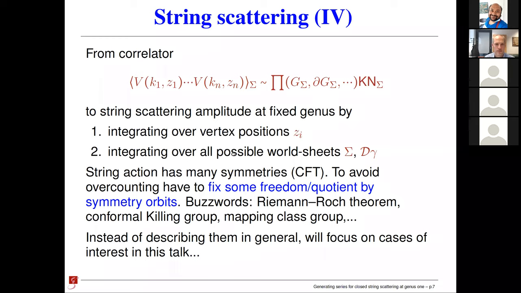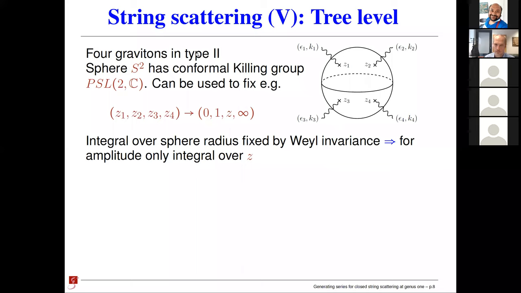First, we will describe this at tree level. I will do this for four gravitons, so a four-graviton amplitude to start with, in type II string theory. Tree level means there's no hole in the surface. By using a conformal transformation, you can map the surface into a sphere, and there are four punctures on the sphere here. A graviton means that at every puncture, I have a polarization that I will call epsilon_i and a momentum that I will call k_i.